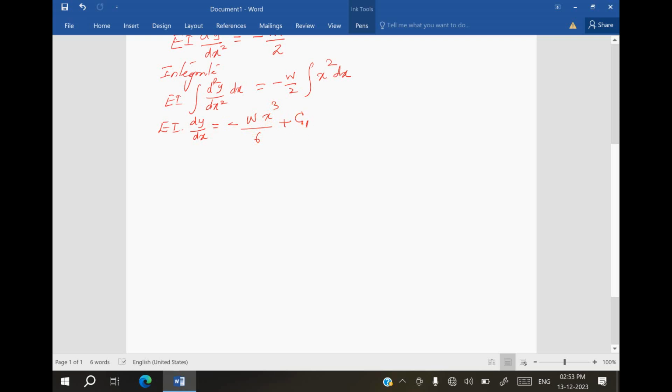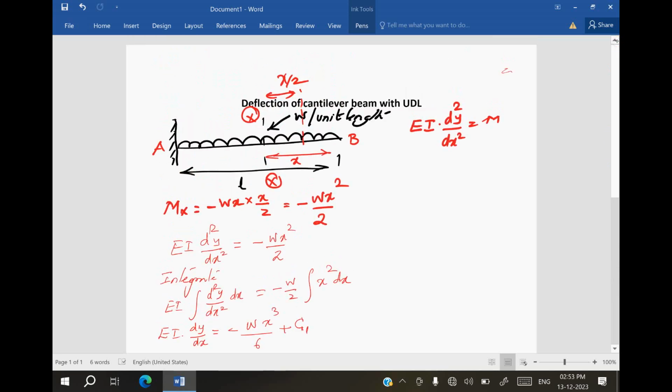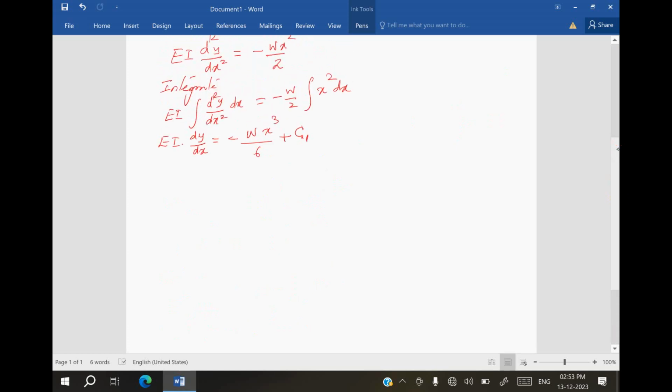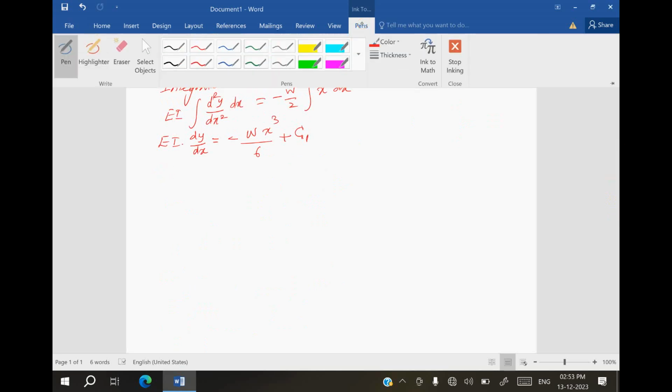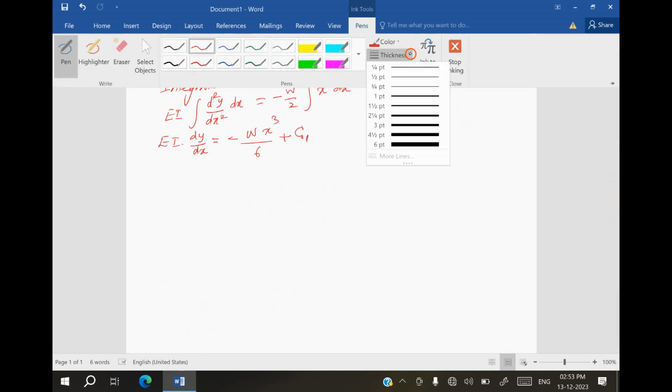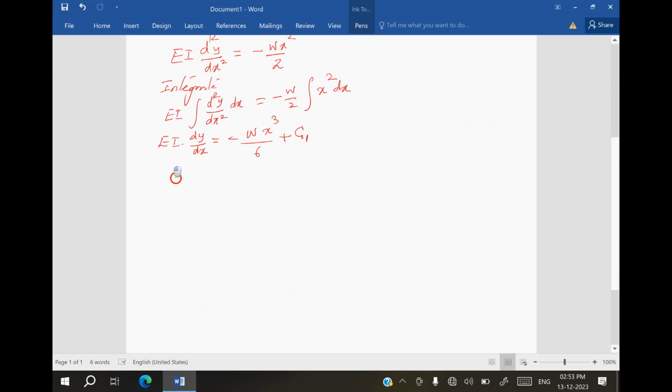Now let us apply the boundary conditions. What are the boundary conditions? Where is your dy by dx zero? Your dy by dx is becoming zero at point A. So let's go back. At x is equal to 0, dy by dx is equal to 0.